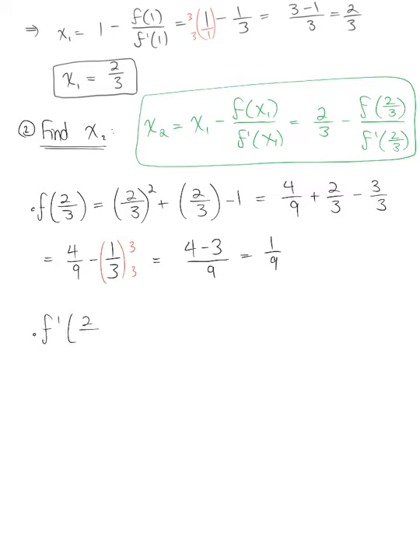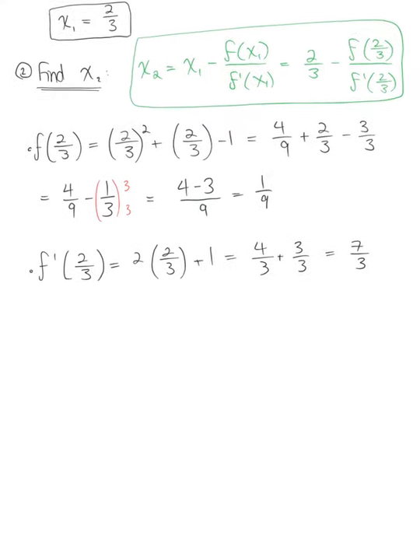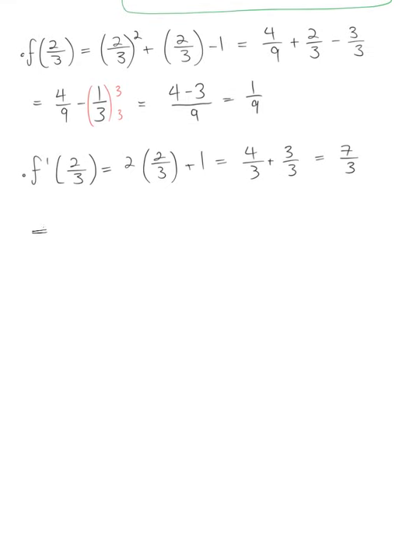And we want to do the same thing now for the derivative. F prime of 2/3 will be 2 multiplied by 2/3 plus 1. So we have 4/3 plus 1, or we can even think about 1 as 3 over 3, which gives us 7/3. And last but not least, we can find x sub 2, which again will be here 2/3 minus f of 2/3 divided by f prime of 2/3.